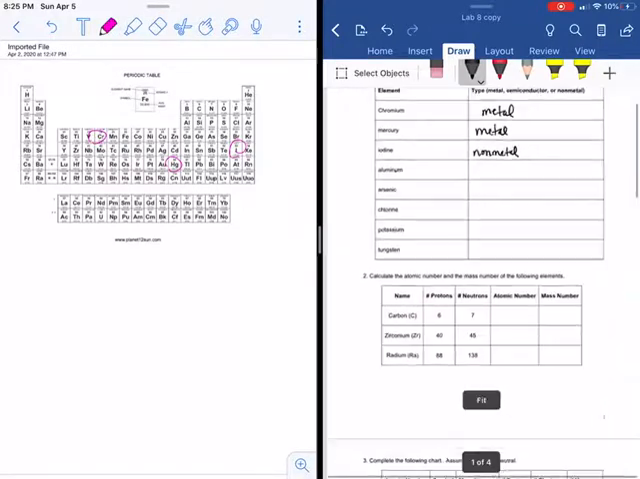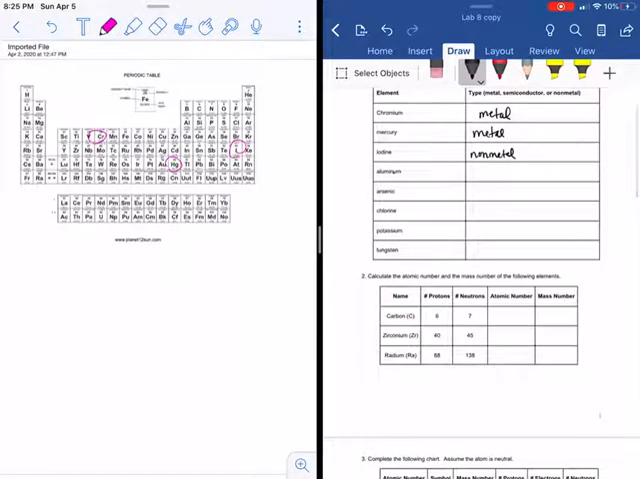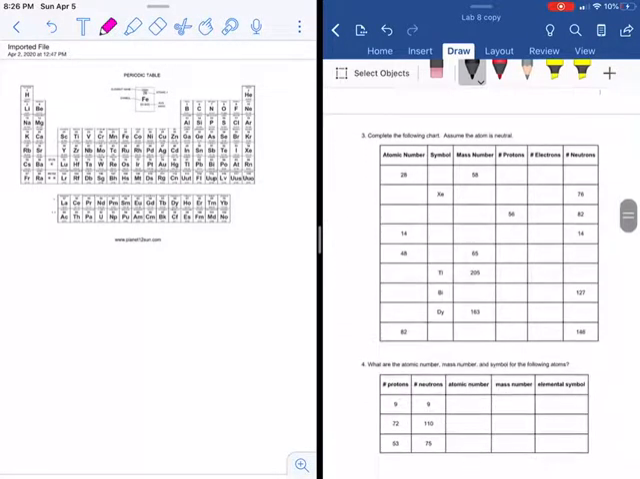Now, on this part, this is where I wish I had a bigger screen. I can make it smaller. There we go. Okay, look at carbon on the periodic table. What number is it? It's number 6. That's the atomic number. But look, these two numbers are the same. And then in order to get the mass number, you just take the protons plus the neutrons. So 6 plus 7 is 13. That's all you do for that one.